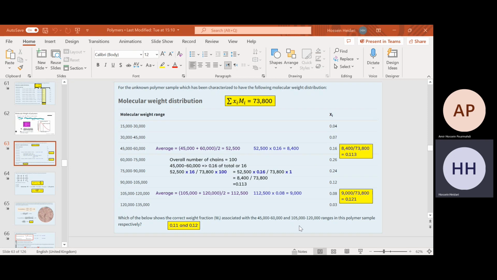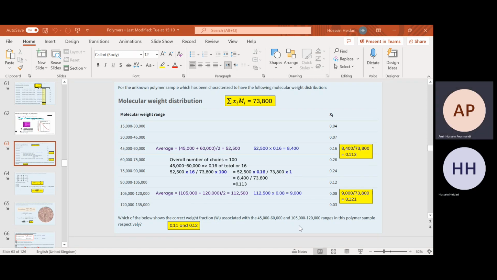So it doesn't matter really if it was 1,000 or 10,000. The fraction would cancel out to 0.16, and you would only need to multiply that by the subpopulation average and divide it by the overall. So that's how you get that. Does it make sense?